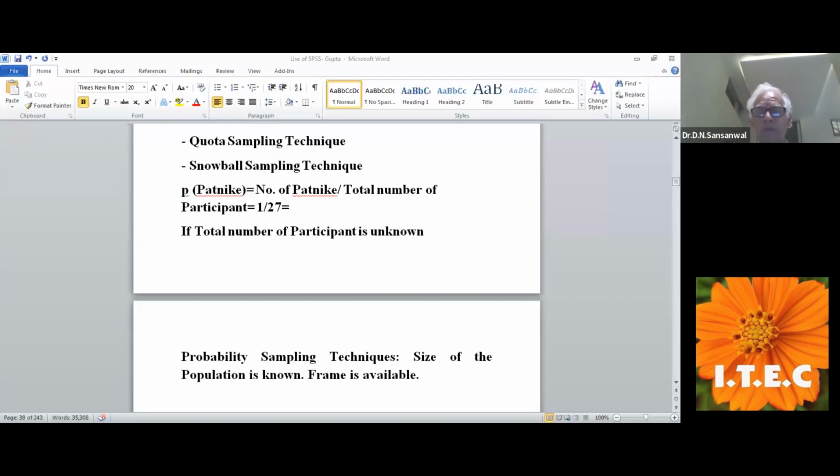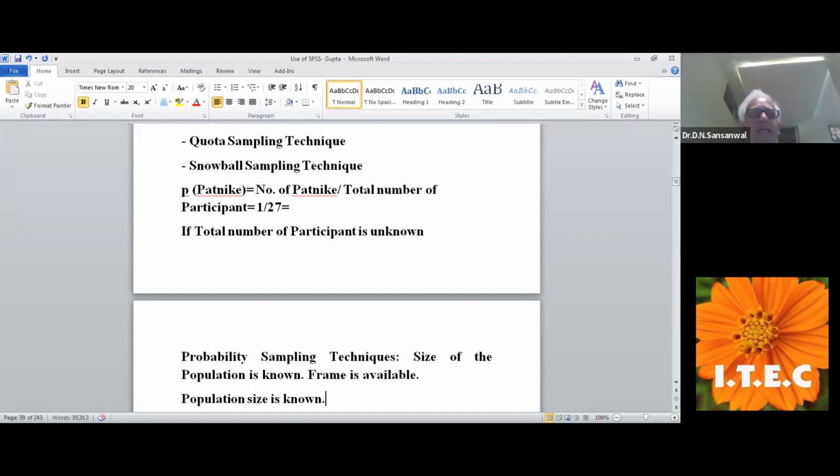So now I am going to explain to you the probability sampling. In probability sampling, I told you that you should have a frame. And having a frame means that the size of the population you should know. The population size is known.